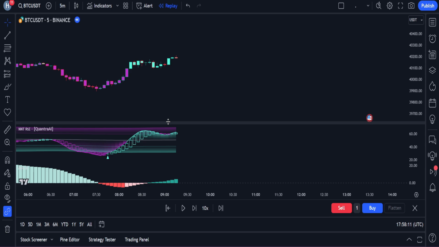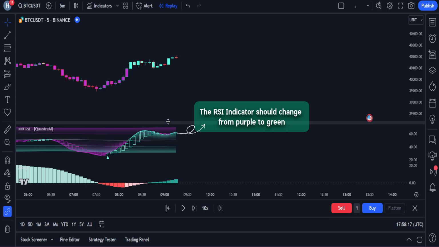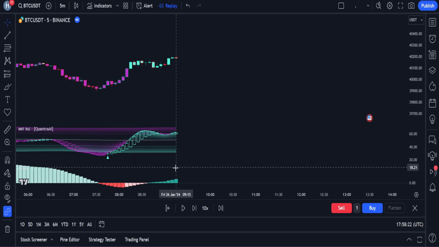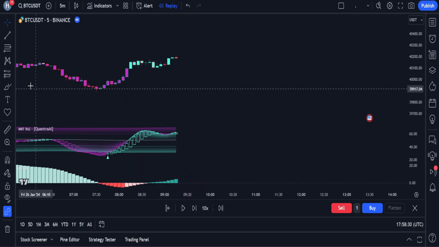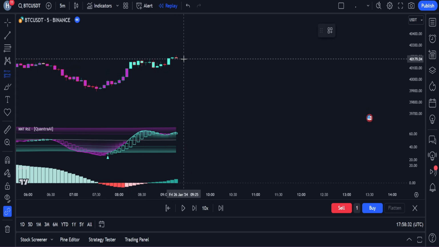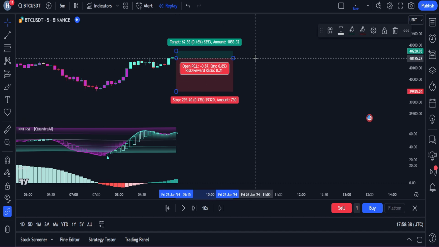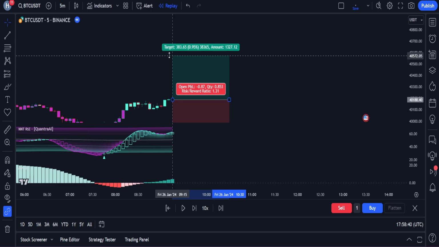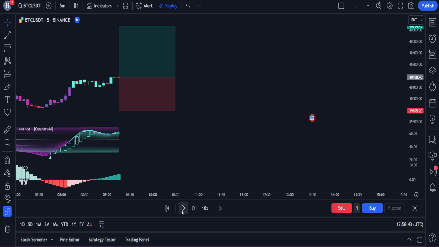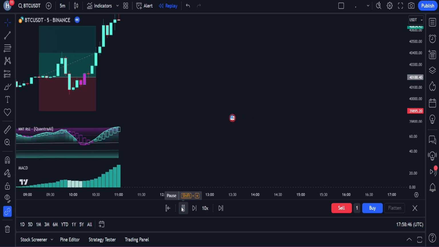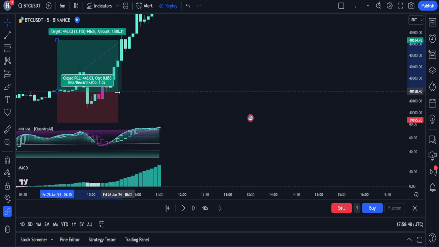So for a buy trade to be valid, first of all, we will wait for the RSI indicator to change from purple color to green color, just like it is done here. And then we will confirm this buy signal with the help of the MACD indicator. For this signal to be valid, the MACD histogram should be green in color. So as all the rules are confirmed, we can open a buy position here. The stop loss for this strategy will be set at the recent swing low, and the risk to reward ratio will be set at 1.5. As you can see, this is a pretty easy strategy, and anybody can easily follow it.